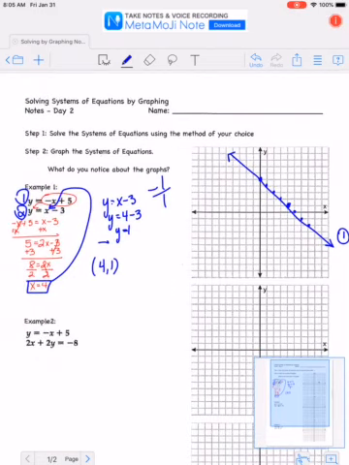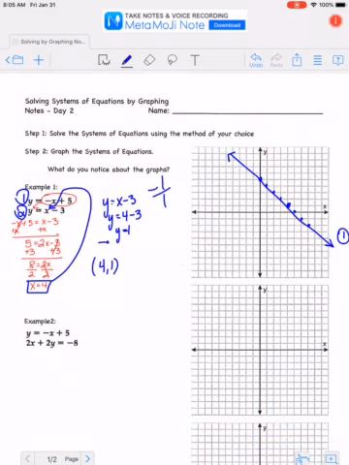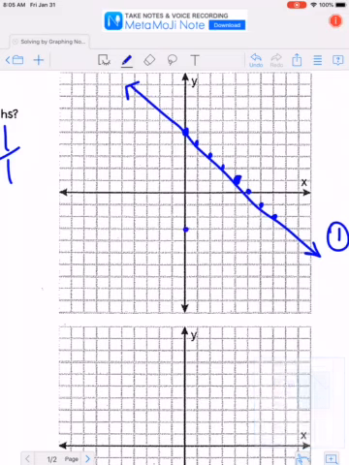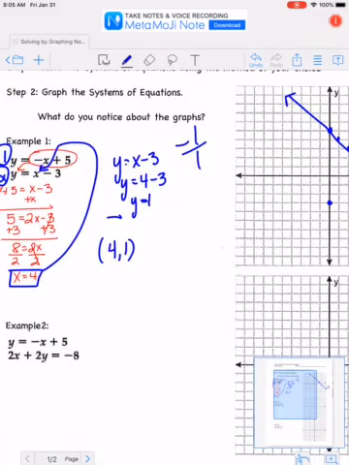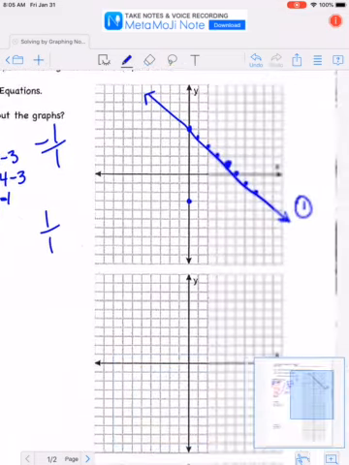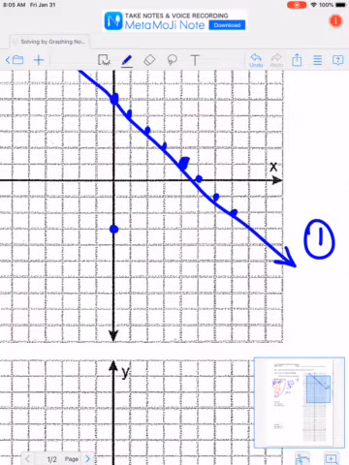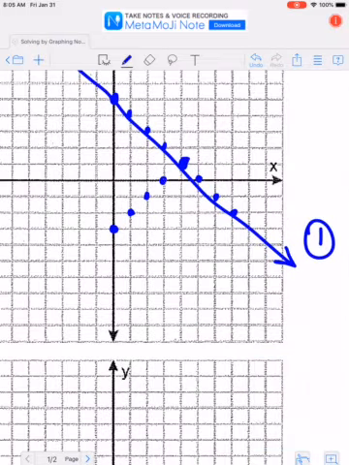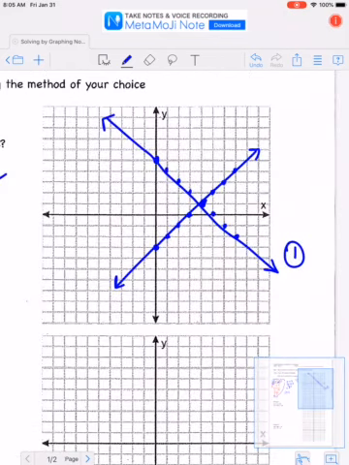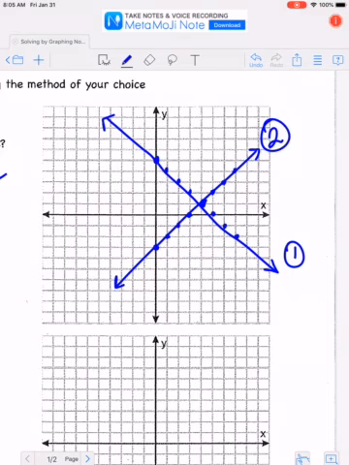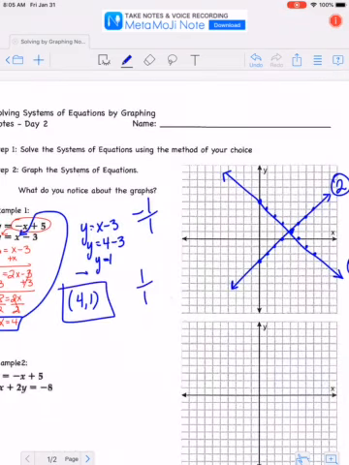And then my second line, I have my y-intercept of negative 3. So 1, 2, 3. And then I see that my slope is 1 over 1. So I'm going to go up 1 over 1, up 1 over 1. Oh, I hit my point again. And so on. So as you can see, both of my lines cross. This is line 2. Both of my lines cross the point (4, 1), which is what we found as our answer. So we are good.